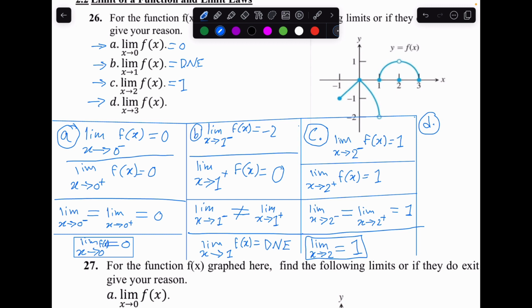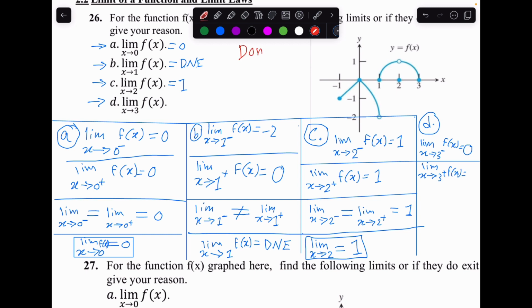Okay, we have D, limit when x is approaching 3, f of x equals what? We will first find the limit when x is approaching 3 from the left. This is 3. When x is approaching 3 from the left, f of x will equal 0.